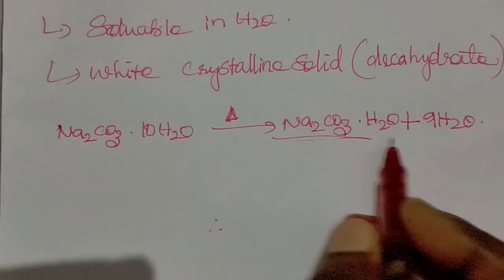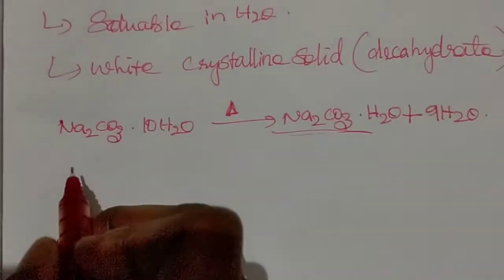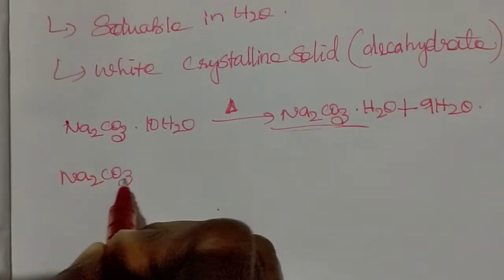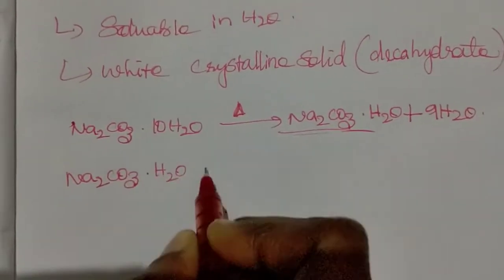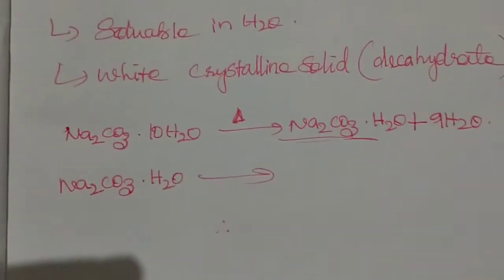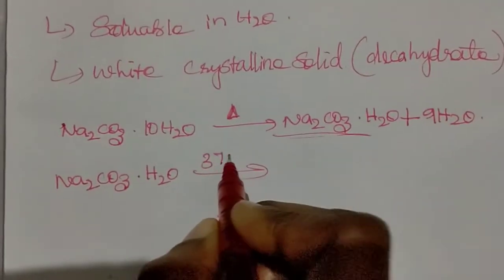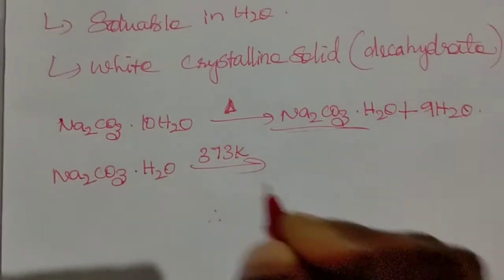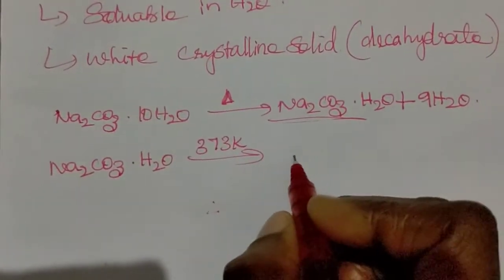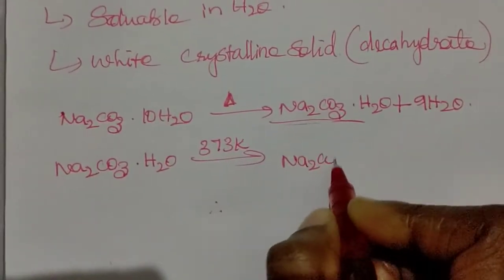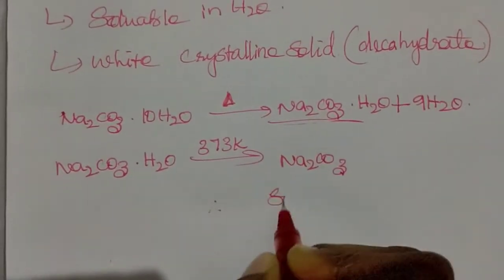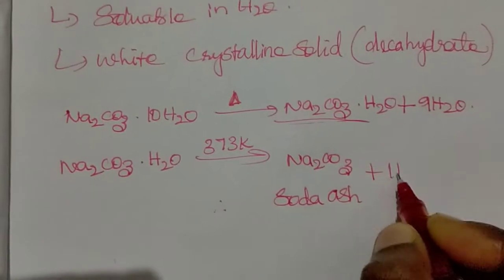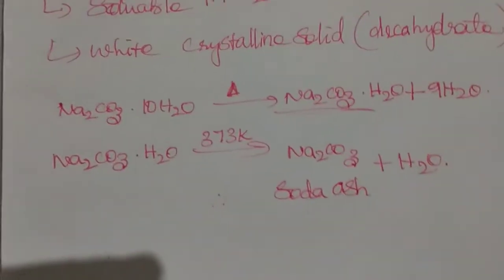Then this monohydrate Na2CO3·H2O, above the temperature 373 Kelvin, becomes soda ash. So what is the formula of soda ash? Na2CO3. It is soda ash, with the release of one molecule of water.